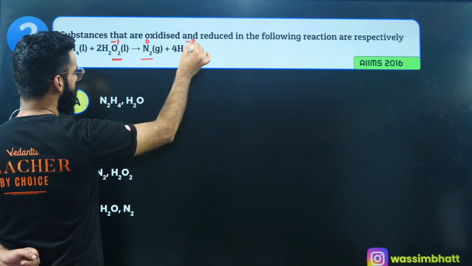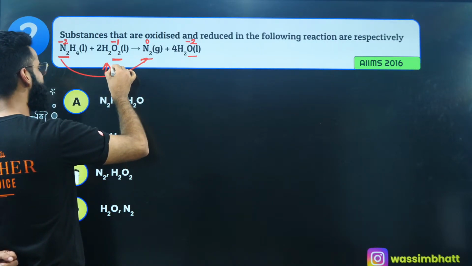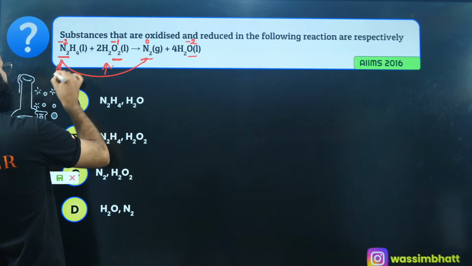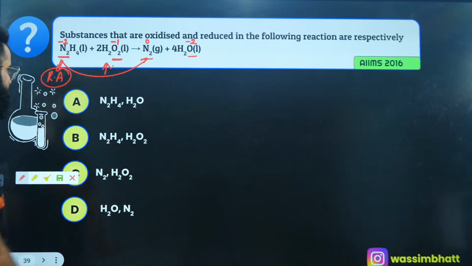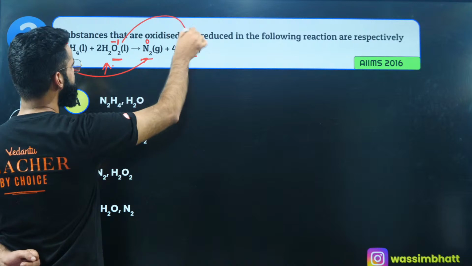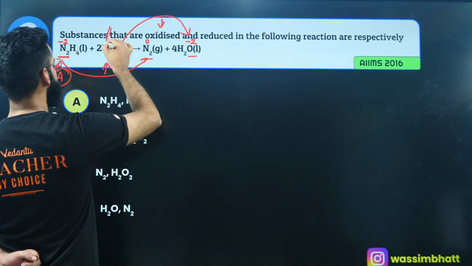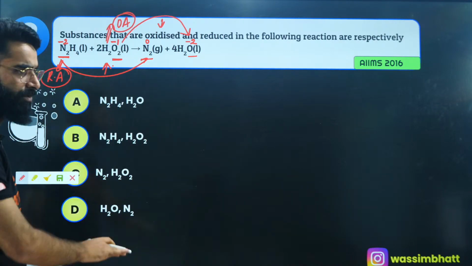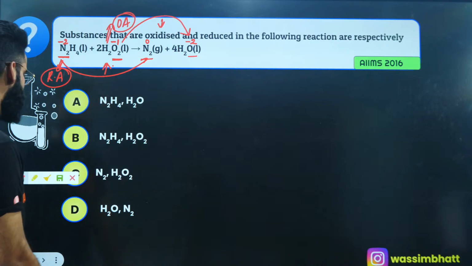Oxygen, -2 oxidation state. See, guys, -2 to 0, increase in the oxidation state. Increase in the oxidation state is something which I call oxidation. And that species which undergoes oxidation is going to be acting like a reducing agent. So N2H4 is going to be the reducing agent. -1 to -2, decrease in the oxidation state, means reduction. And any species which undergoes reduction will be acting as the oxidizing agent. So I identified which one is the oxidizing agent and which one is the reducing agent, right? So H2O2 is the oxidizing agent, right?